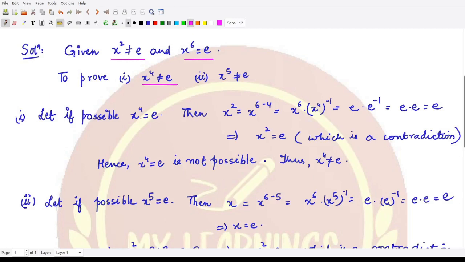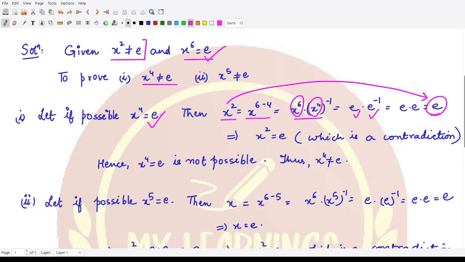If x raised to power 4 is identity, then you can write x square. You can write 2 as 6 minus 4 and then you can use the laws of exponent to write it like this. Now you know x raised to power 6 is given to you as identity, and x raised to power 4, we have assumed this to be identity. So you see this becomes an identity. Therefore, from here we obtain x square is equal to our identity.